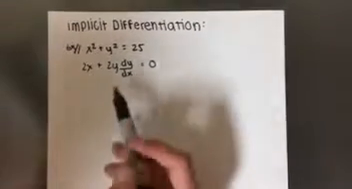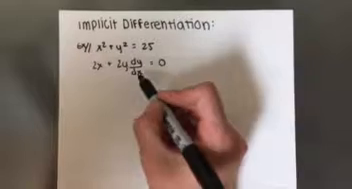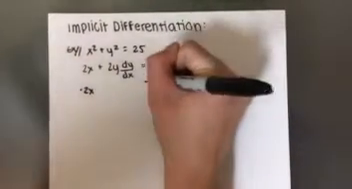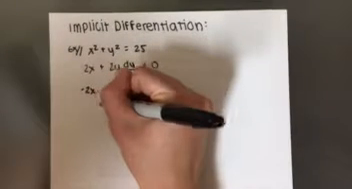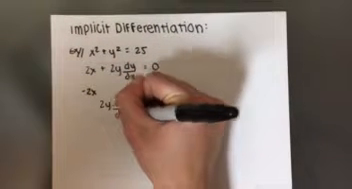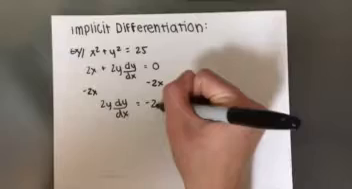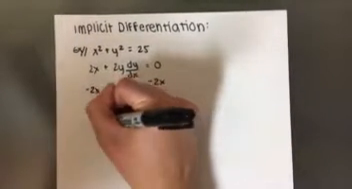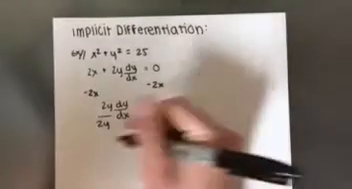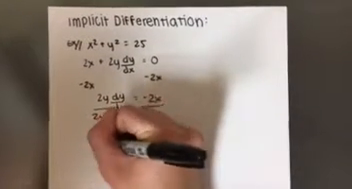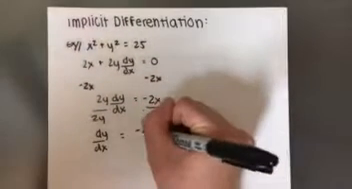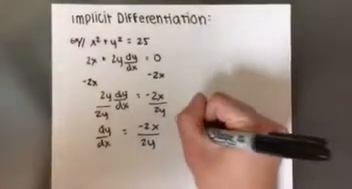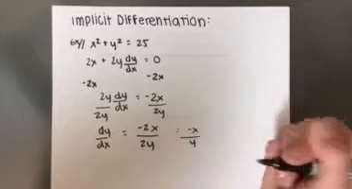So now you're going to try to solve for dy/dx. So you're going to subtract 2x on both sides. So you're going to get 2y dy/dx equals negative 2x. And then you're going to divide by 2y on both sides to get dy/dx equals negative 2x over 2y, and when you simplify, it equals negative x over y.